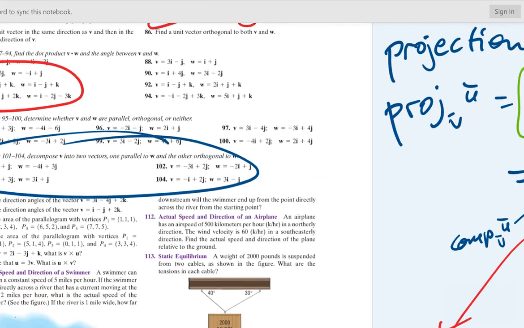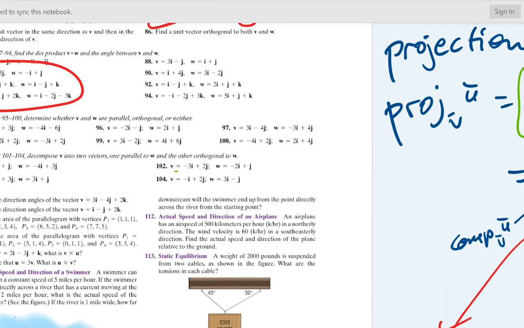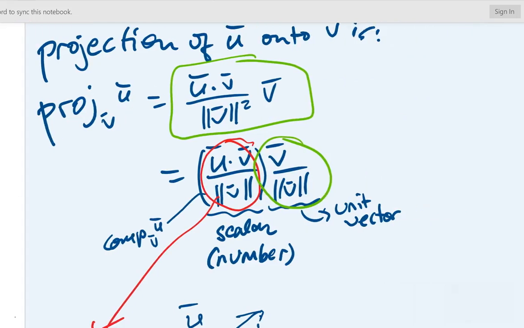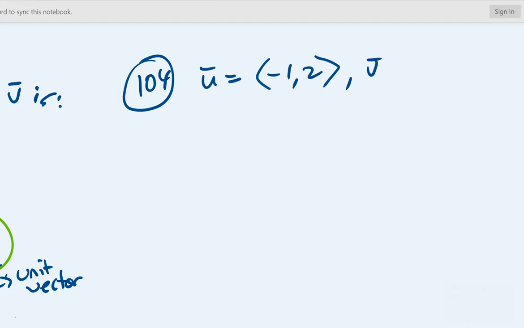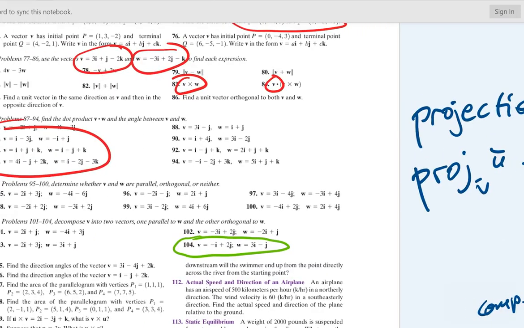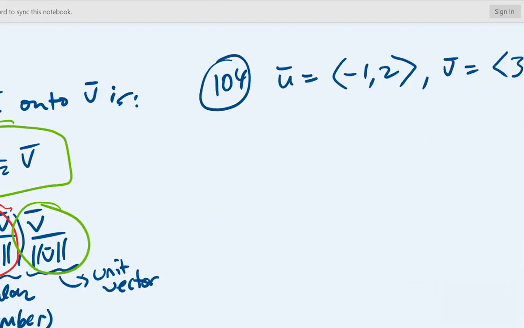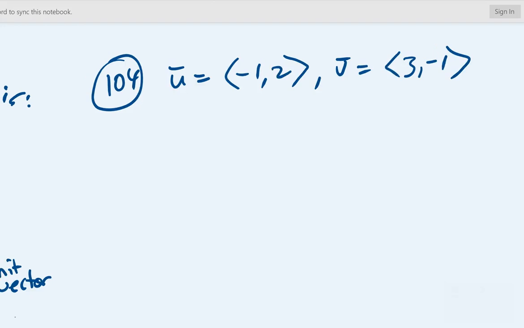And let's do an example. Let's see. So u is -1, 2 and v is 3, -1. Did I write that down right? -1, 2 and 3, -1. Yeah, that's it.